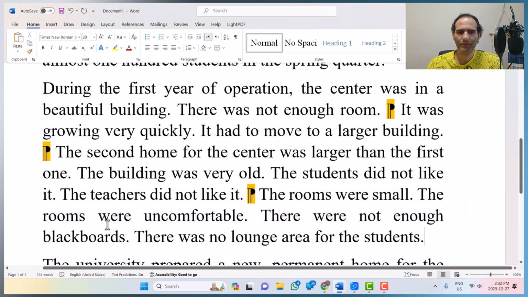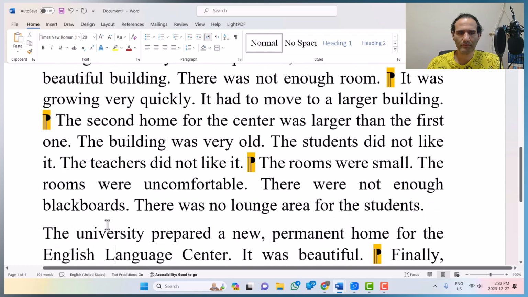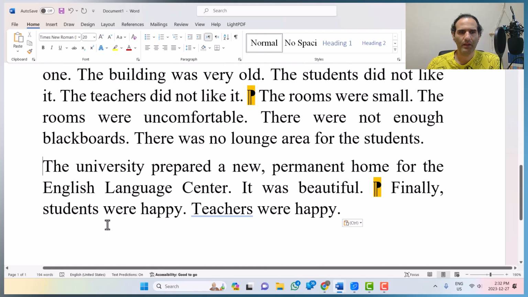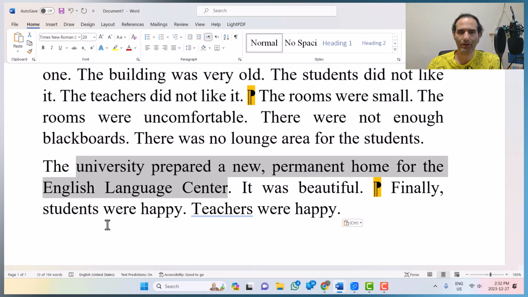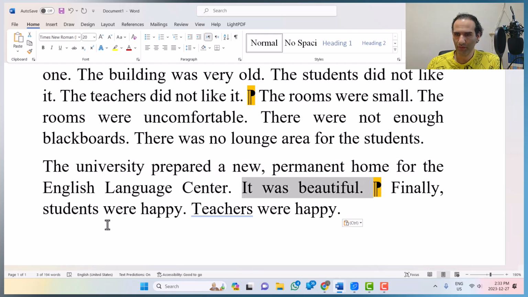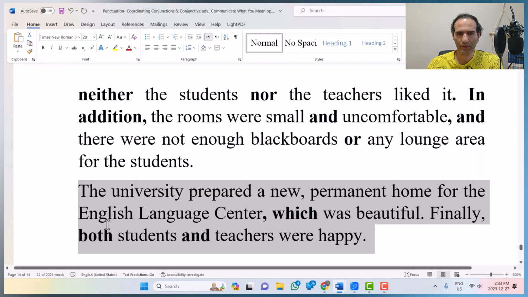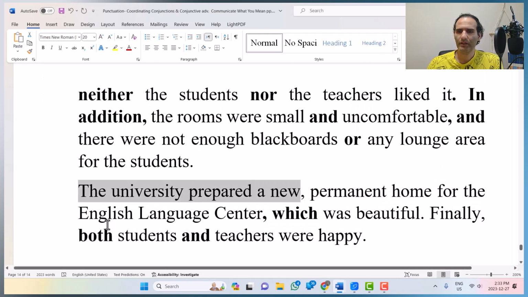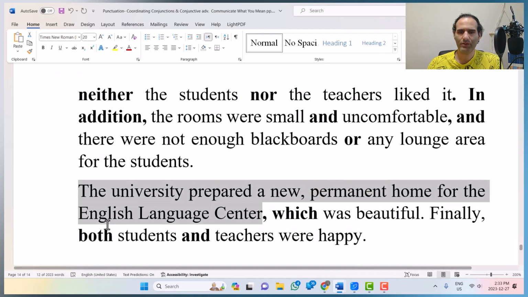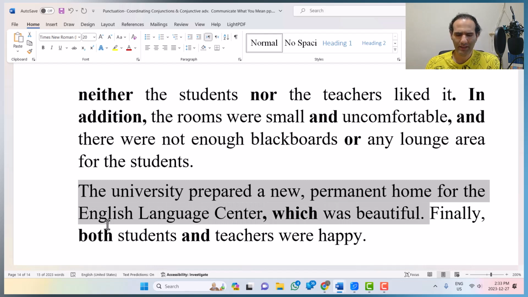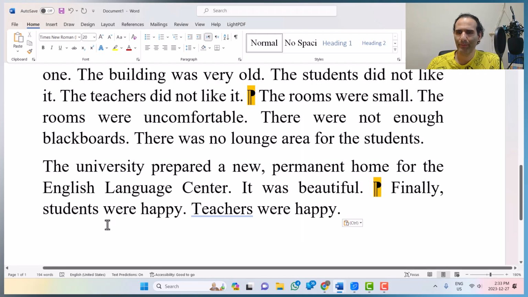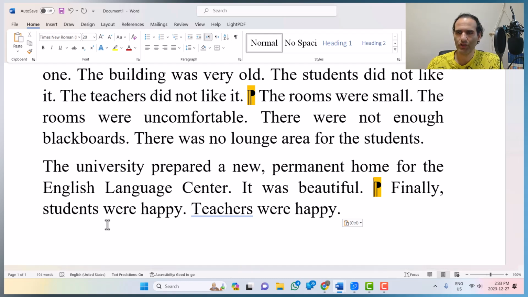And the final paragraph for us here, it says, the university prepared a new permanent home for the English Language Center. It was beautiful. Finally, students, just up to here. The university prepared a new permanent home for the English Language Center, which was beautiful. I decided a which here is better than any other connector, though you can go with any other coordinating conjunction. But a which is more natural.